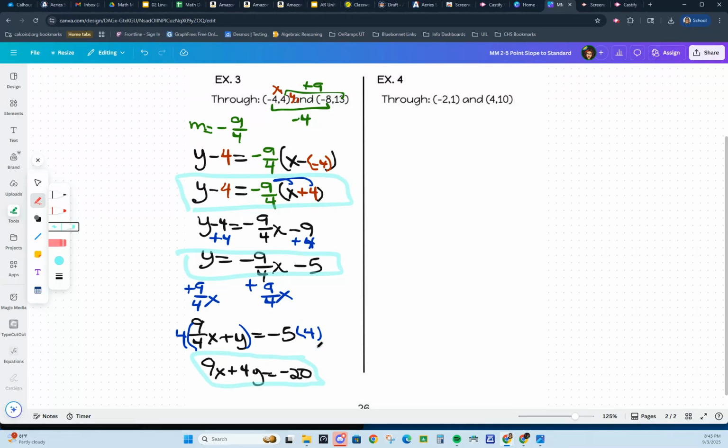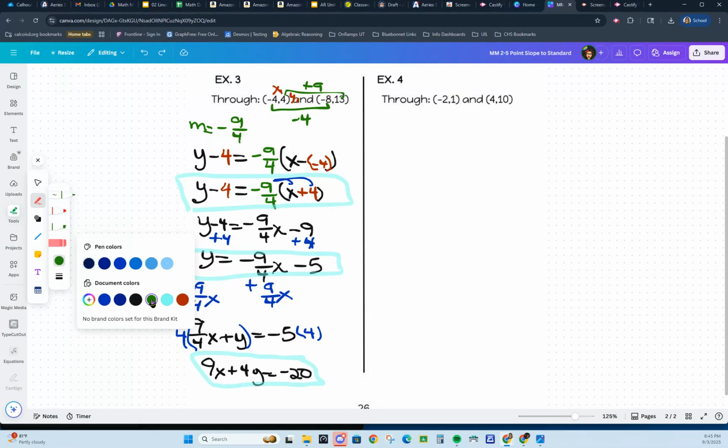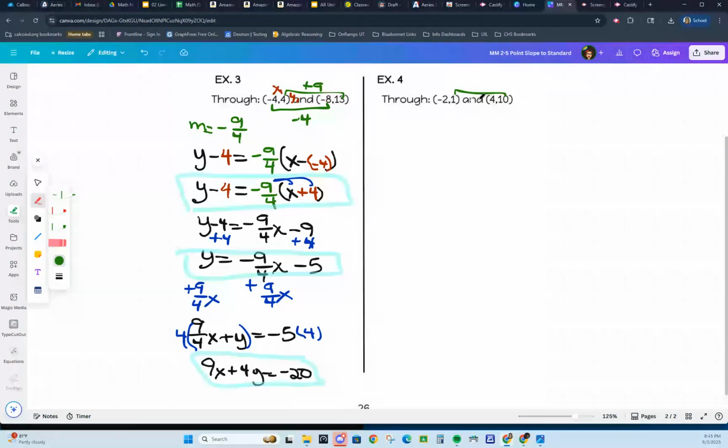All right. Last example, we're going to do a line going through -2, 1, and 4, 10. So we're going to start with finding our slope. Oop, wrong thing. Let me change pens here. All right. So -2, 1. Starting with 1 to 10, so our change in y values is a +9. Our change in x values from -2 to +4 is a +6 because it's going up 6 values.